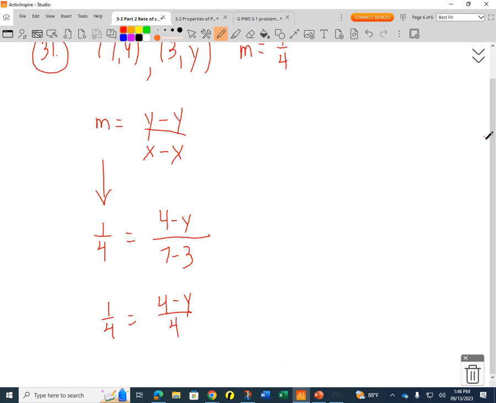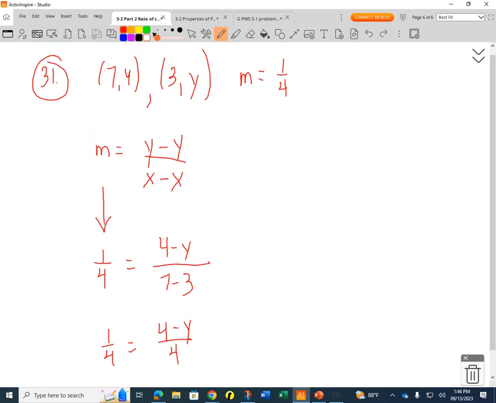Are you with me so far? So all we did is this was the given information. This is the problem. This is the formula you have to use. M stands for the slope. They gave us the slope. Shamara, are you writing what I'm writing? The y coordinate minus the y coordinate, that's the unknown here.